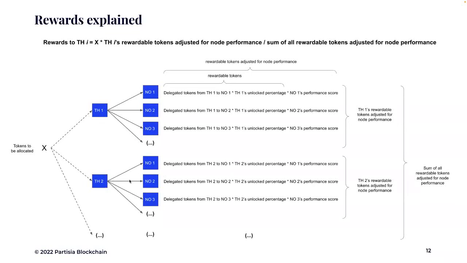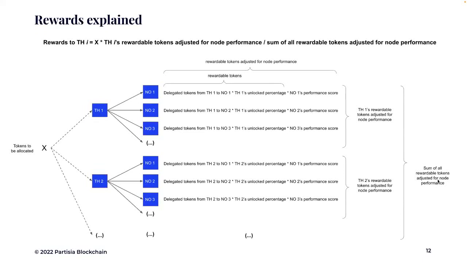Then you can do exactly the same for token holder 2. Token holder 2 is allocating something to node operator 1 or maybe 0, who knows? But we have to run through all of these node operators for all of the token holders, and we get these and we adjust as before for the unlocked percentage and for the node performance, and we get the sum of this. And then we can sum all of the rewardable tokens adjusted for node performance from all of the token holders, and that is the total sum of rewardable tokens.